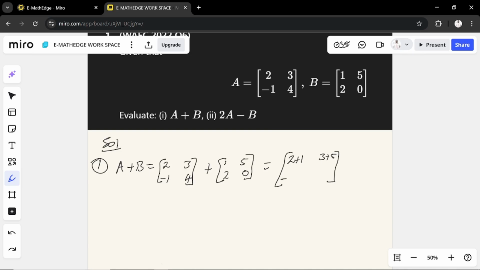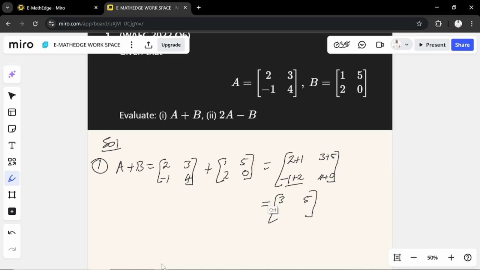So it's going to be minus 1 plus 2. And to obtain the element in the second row, second column, we are going to add up the corresponding elements in the first and second matrices. So it's going to be 4 plus 0, right? Let's simplify further such that 2 plus 1 is going to give us 3. 3 plus 5 is going to give us 8.